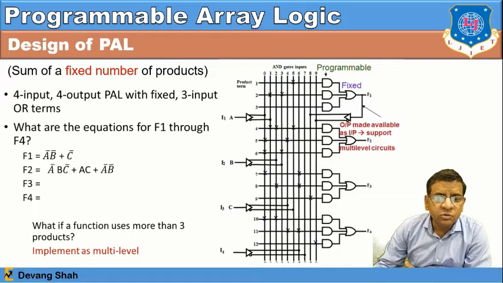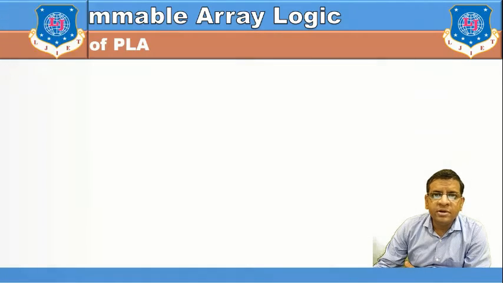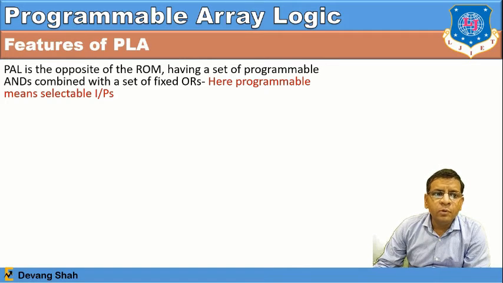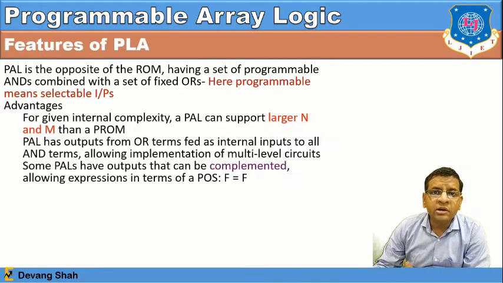What if the function uses more than three products? It implements multi-level, right? So what are the different features of PLA? You can see the PAL is the opposite of ROM, having a set of programmable ANDs combined with a set of fixed ORs. Here programmable means selectable input and output lines, so you can select the input and output lines, and based on that you can create a bar, maybe b bar, then a, then b, that way.